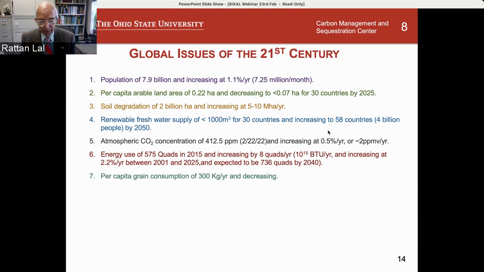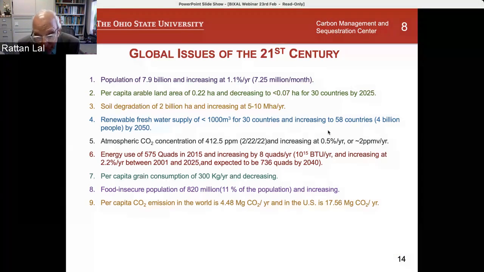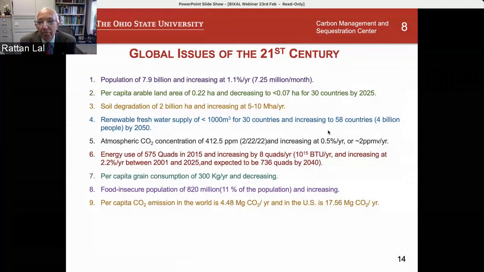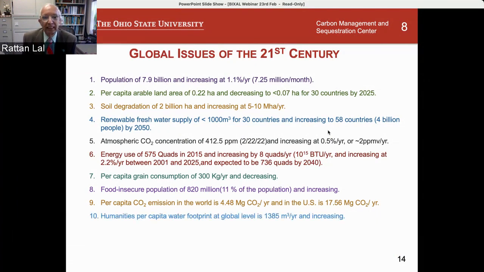Per capita grain consumption, 300 kilogram, unfortunately in some countries decreasing, and the food insecure population, 820 million, is increasing, especially because of CO2 emission per person globally, 4.5 metric ton of CO2, US somewhere between 15 and 17. Humanity's per capita water footprint is 1385 cubic meter per year per person and increasing.